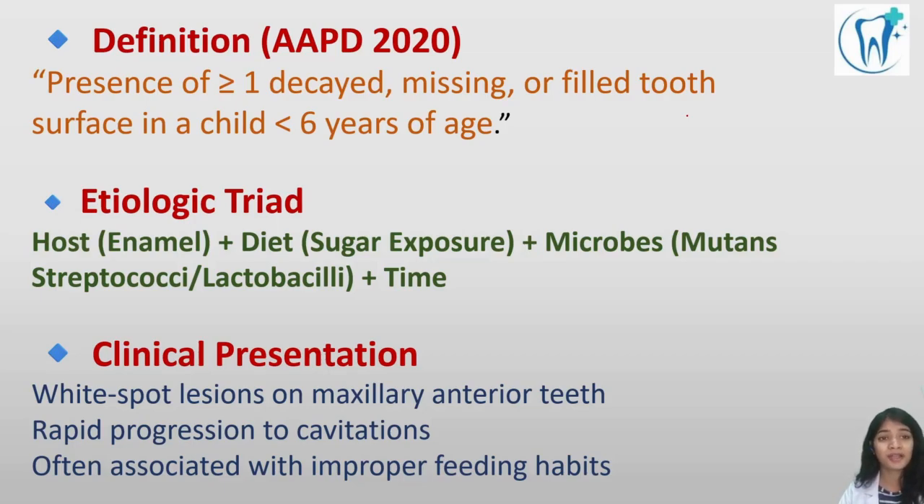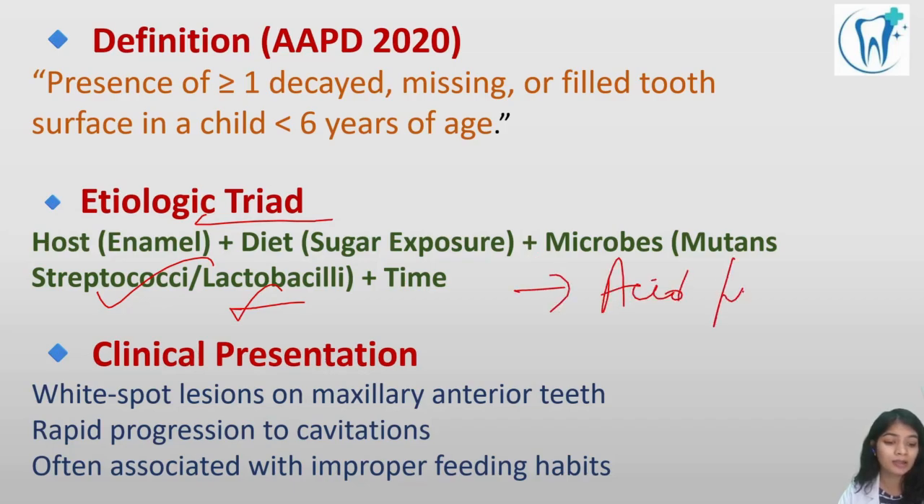Etiology and risk factors. ECC is a multifactorial disease resulting from an interplay between host factors, a cariogenic microflora, and frequent exposure to fermentable carbohydrates. Understand? So, cariogenic microorganisms: the primary culprits are Streptococcus mutans and lactobacilli. These are the main culprits, which are acid producing bacteria.